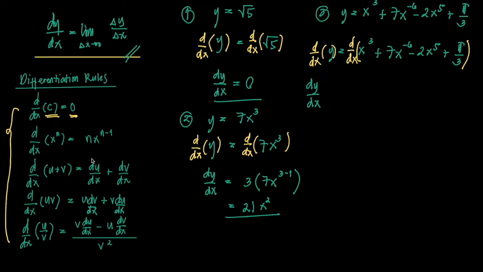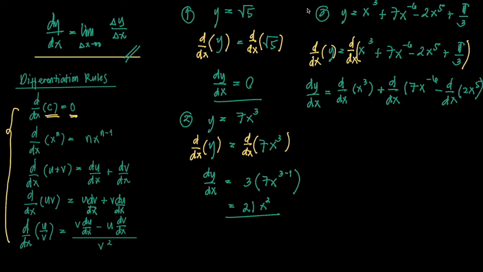So if you could recall, we have another rule here, which means that the derivative of any sum would be the derivative of those individual terms. So in this case, we can now simplify this with the derivative of x cubed plus the derivative of the second term, which is 7x raised to negative 6. The next one is the derivative of 2x raised to the fifth power.